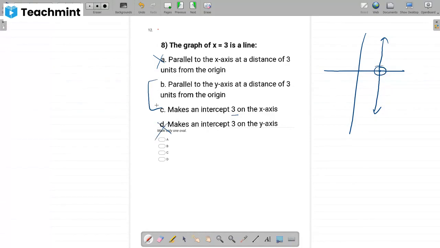So out of these, which one is the best option? The line is also making an intercept 3 on the x-axis, but here we are given more information. We are also given that the line is parallel to the y-axis. So out of B and C, which option is the best? Option B, because it has given more information about the nature of the graph of this equation. So the correct option is option B.